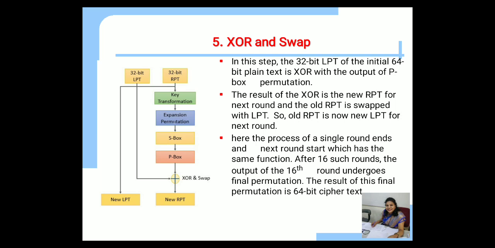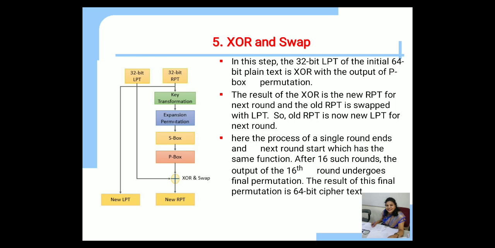This 32 bit is XORed with the LPT, and we generate a new RPT for the next round, and the previous original RPT becomes the new LPT of the next round. Both the new LPT and new RPT go to the second round. After that the next new LPT and RPT go to the third, then the fourth, and so on. After 16 rounds we combine both the LPT and RPT of 32 bit each to generate a 64 bit string, and then these 64 bits go to the final permutation. So this is how DES works.